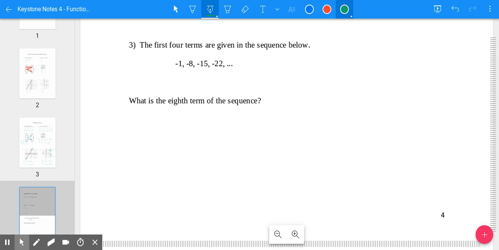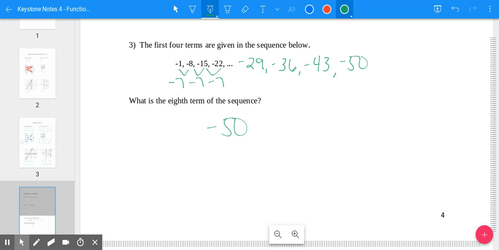So the thing we want to find here is that the difference is that each time we're subtracting 7. So again, you can literally just go out the next 4 numbers. And there it is, the 8th term of the sequence would be -50.